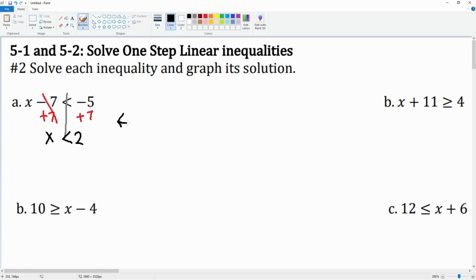Okay, you can now draw the number line. All you need is the number 0 and the number that you have, which is 2. This is x is less than 2, so open it here, and it is to the left because it is less than, and that's how it will look.